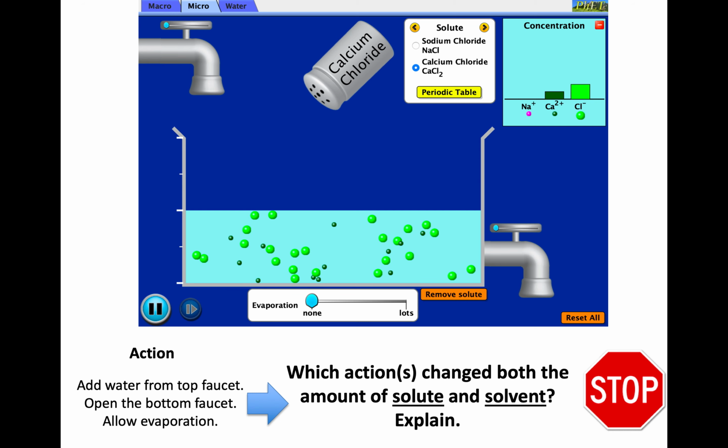So were your predictions correct? And second, which action or actions change both the amount of solute and solvent within this simulation? Explain what's going on. Which action or actions change both the amount of solute and solvent? Pause the video, share your answers.